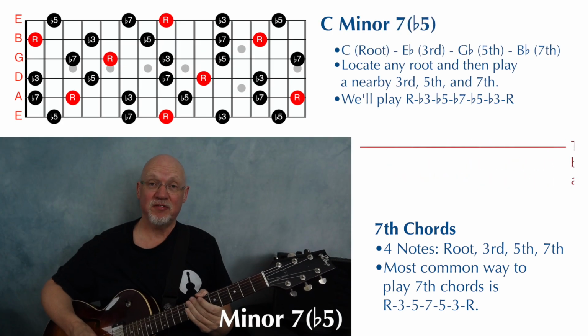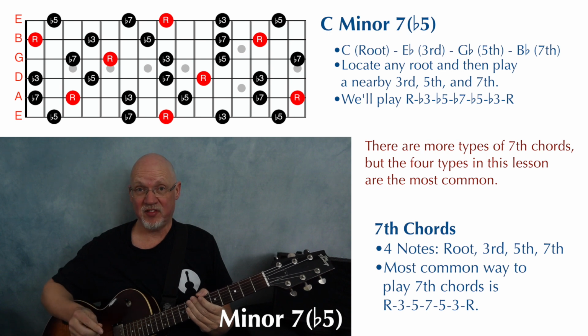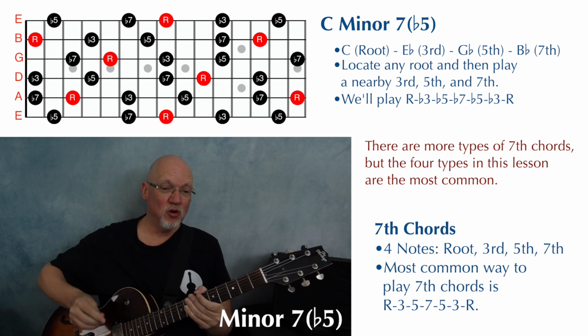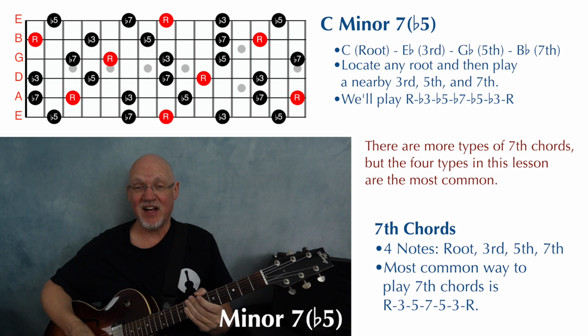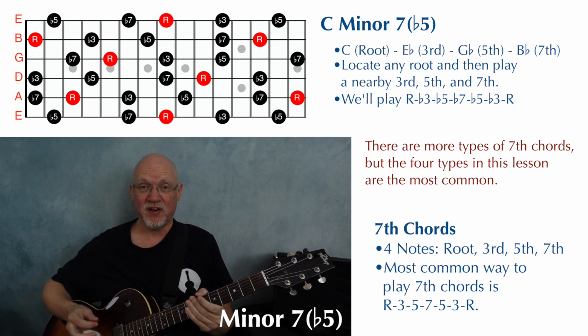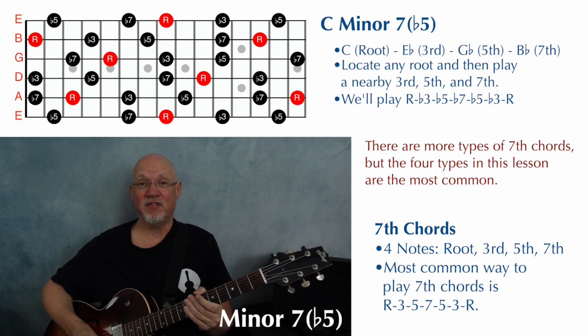Last, we have minor 7 flat 5 chords, also known as half diminished chords. Now you're looking at a whole bunch of Cs, E flats, G flats, and B flats, which are your root, flat 3, flat 5, flat 7 for C minor 7 flat 5 chords.